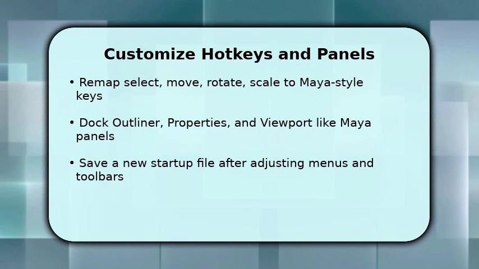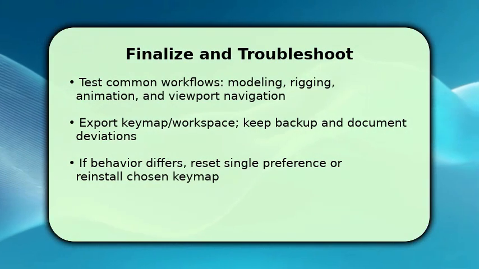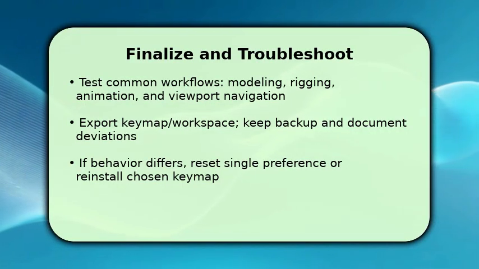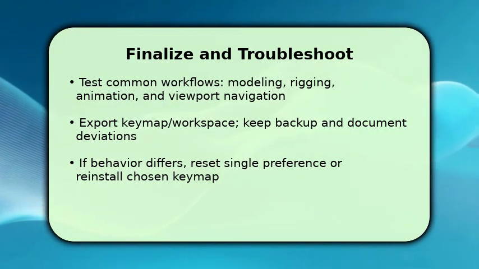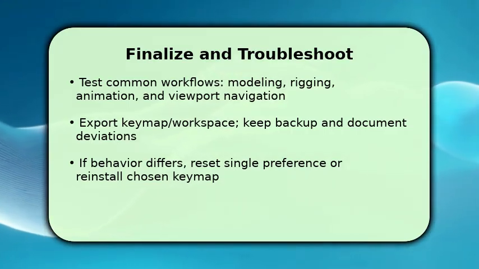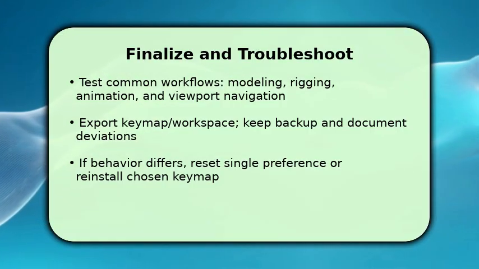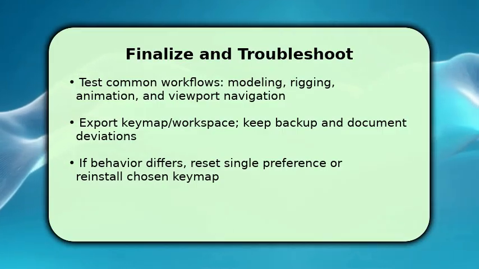Finish by validating and troubleshooting your new interface. You should run through typical tasks, modeling, rigging, and animation, to confirm hotkeys and panel placements behave like Maya. Once satisfied, export your key map and workspace so you can restore settings quickly. Keep a backup copy. If something acts oddly, make sure to reset that single preference or reload the industry-compatible key map instead of full reset. If persistent, reinstall the key map or reapply your save.